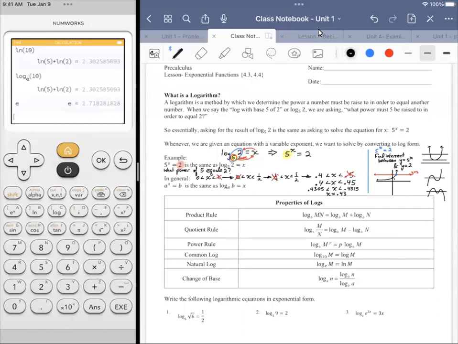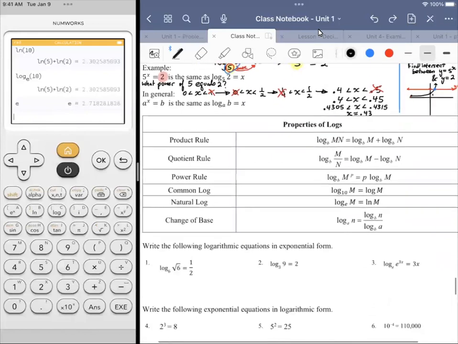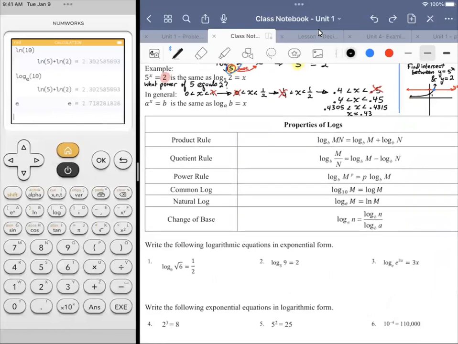The properties of logs apply no matter what kind of log it is, whether it's base 10, base 2, base 70, or base e, it doesn't make a difference. The properties are still the same. So we have the product rule. We have the quotient rule. And we have the power rule to get us started, because the others are just different forms of logs.